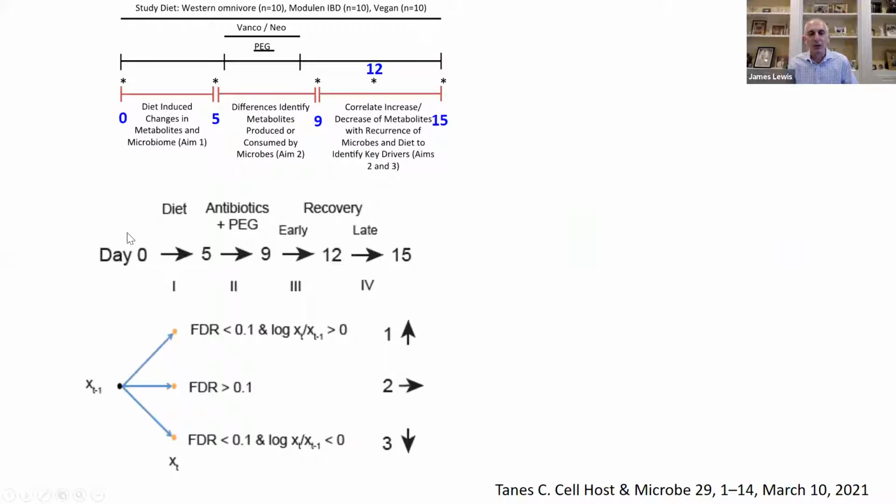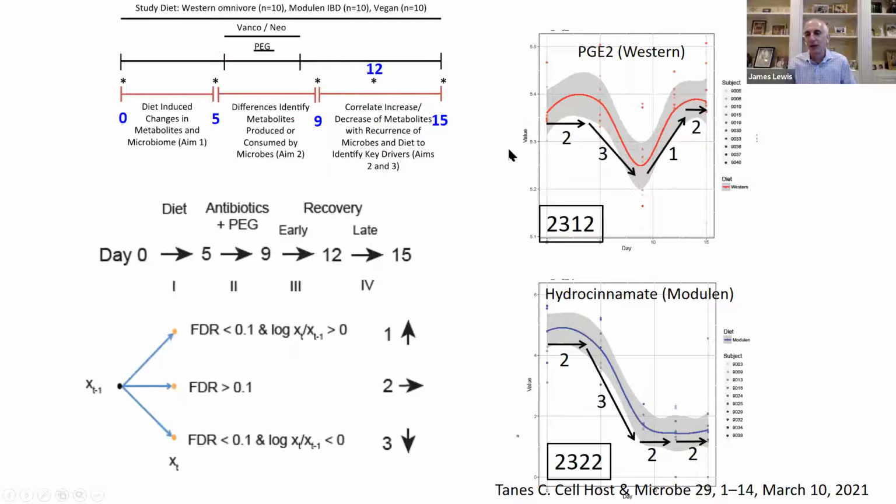And we were able to track their metabolome changes, and we scored this with a sort of zip code. So by each phase of the study, did a given metabolite go up, did it stay the same, or go down? So if it had a code of 2312, that metabolite stayed stable while they were on the diet therapy, went down with antibiotics and PEG, and then went up shortly thereafter and then stabilized.